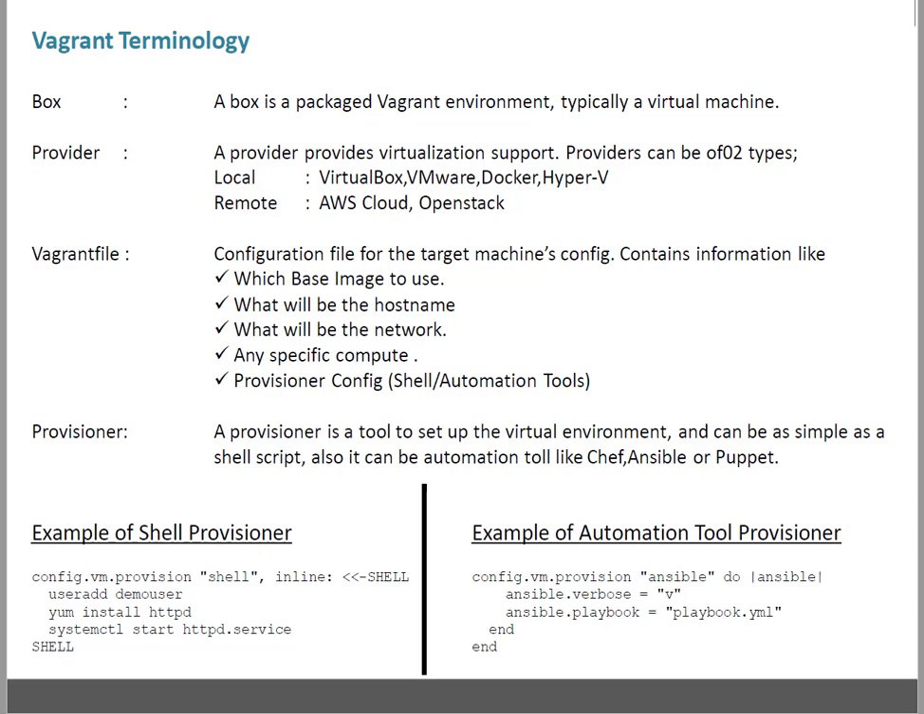For example, you can see on my screen on the left-hand side, this is the way a shell provisioner is defined. Here I'm running the useradd command. I'm running the yum command inside the virtual machine. Then I'm starting the service. This is the way you use a shell provisioner, and you can call a script as well. With an automation tool provisioner, for example Ansible, you can call an Ansible playbook to run or execute on the target machine. So that's an example of a provisioner.